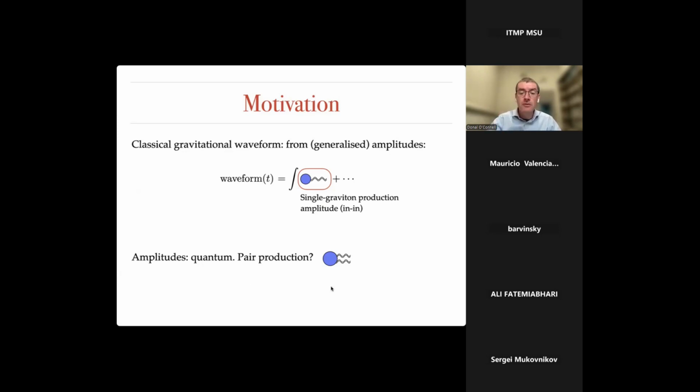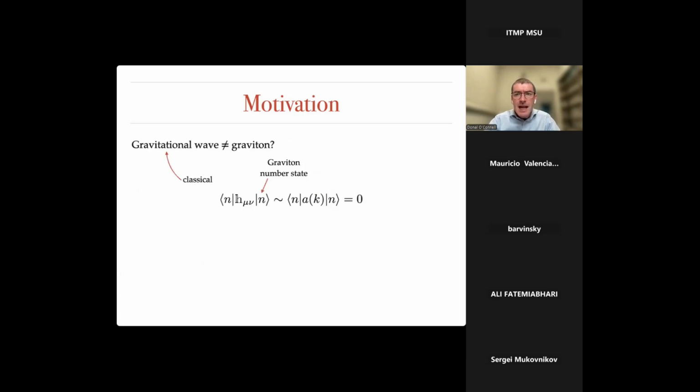And the obvious process to then think about is pair production, and in particular, the production of Hawking pairs in some black hole process. Now, firstly, you might well be very puzzled at the outset because obviously, I'm talking about single graviton production amplitudes, but the expectation value of the gravitational field operator on graviton number states must always vanish. So it's not like one graviton is giving you the gravitational wave, right?